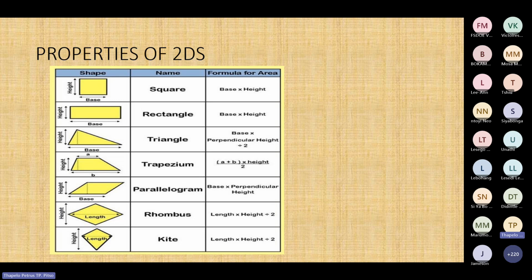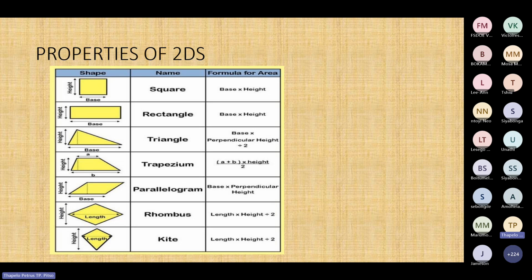two-dimensional figures, your square. Remember the properties of the square. What is the square made out of? Four equal sides, opposite sides parallel and equal, all sides equal. Those properties are important because they will help you in terms of calculating the perimeter and the area.